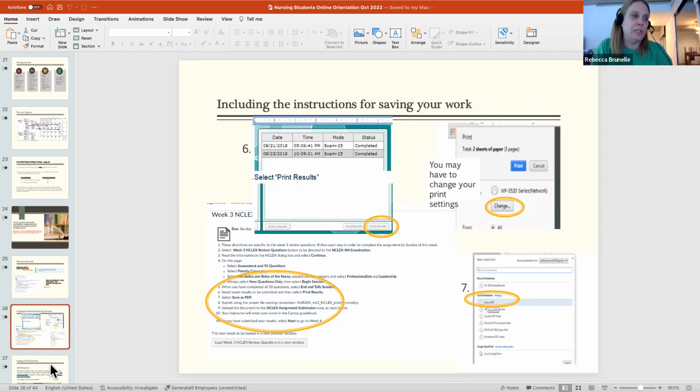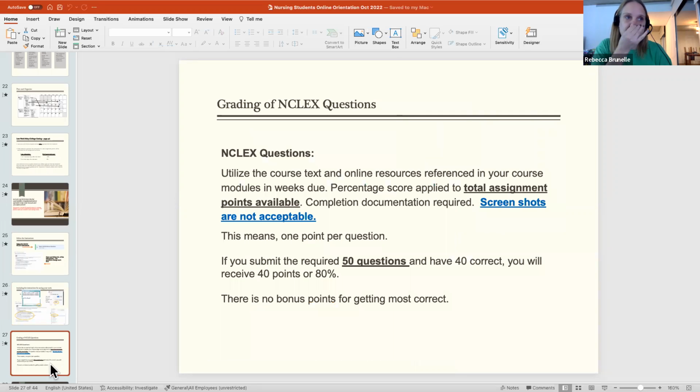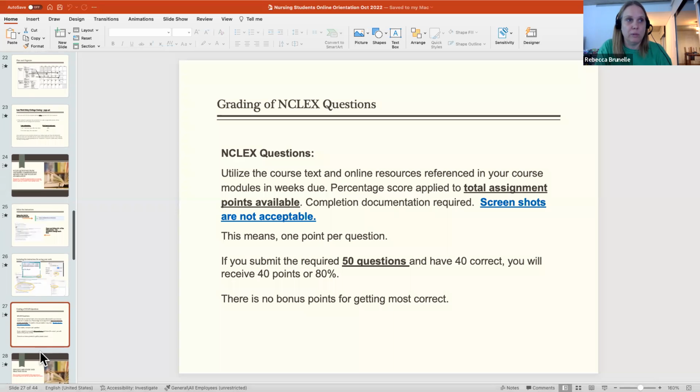And the number of points you get is based on the number of questions that you answer correctly. So if there are 50 questions, if you answered 40 correct, then you'll get 40 points, which is 80%. I obviously don't know how many times you attempted, so you can do it more than one time and upload your best score. It's totally up to you, but you'll get points based on the number of questions that you answer correctly.